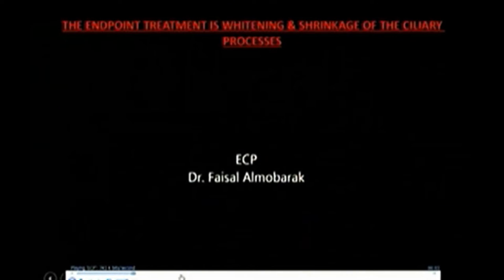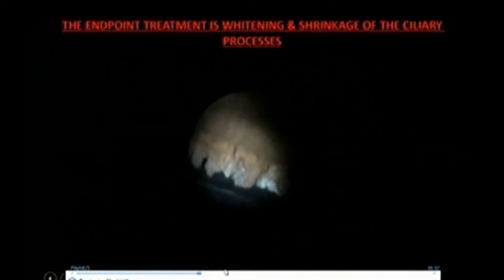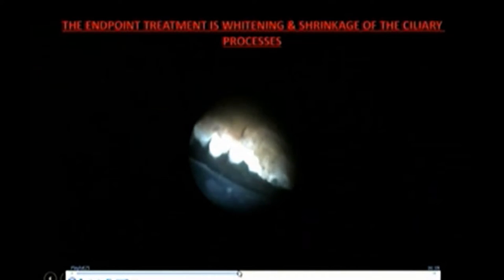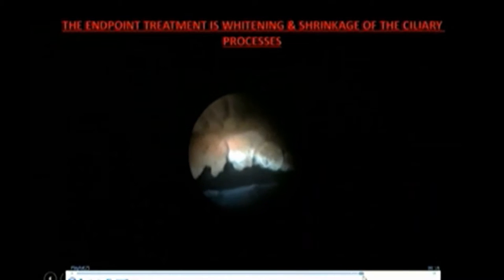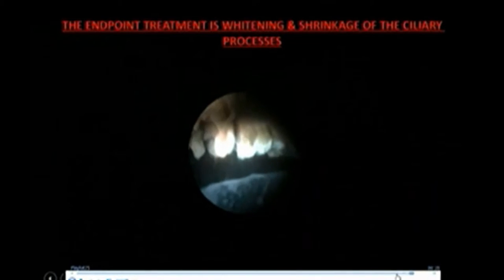So it's a very simple procedure. The end point will be whitening and shrinkage of the ciliary body. So you can do it in a continuous mode. It's very easy to perform, but avoid popping because you are overtreating the ciliary processes.